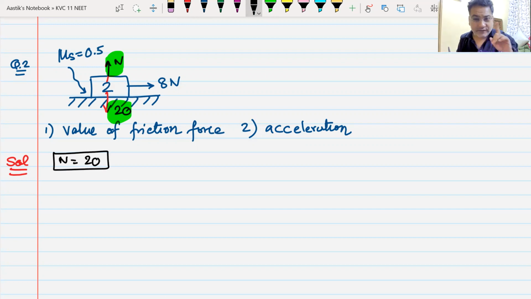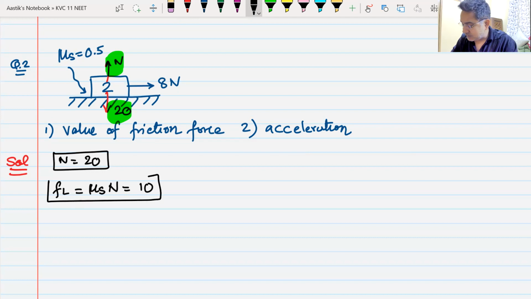Now the value of mu s is given to us. So let us find out the value of FL. What is the value of FL that you are going to get? The limiting friction is mu s into N. What is the value of limiting friction that you are getting? 10. It is 10 newtons.